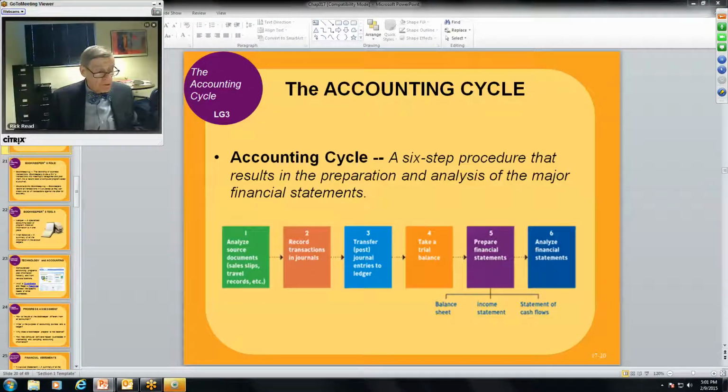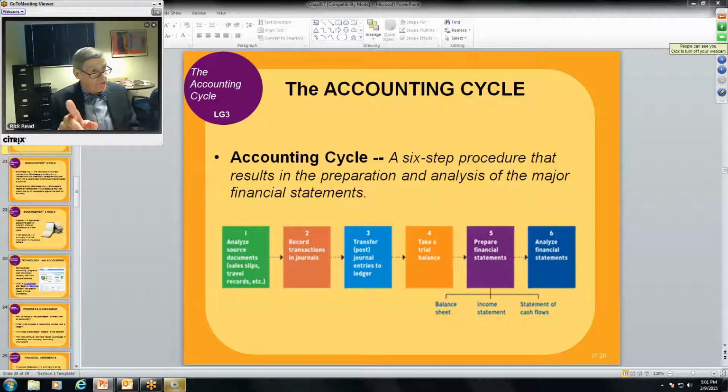And the first thing we're going to go through is, notice it's a 6-step process. We're going to analyze or see where these documents come from and what they happen to be. Then we're going to make a record of them. We're going to transfer what we've done, the post entries, to a ledger. Then we'll do what's known as taking a trial balance. These are the 3 major things here at the end.